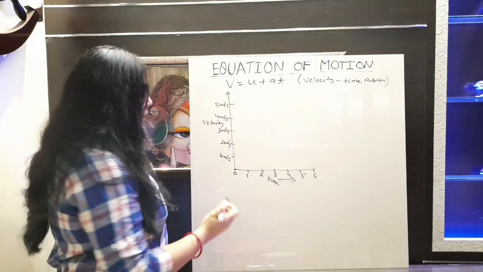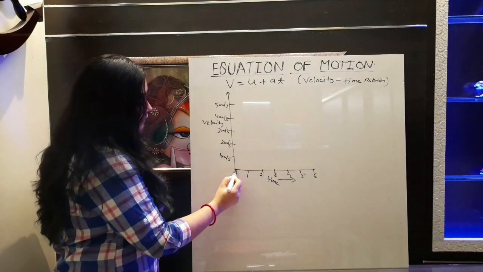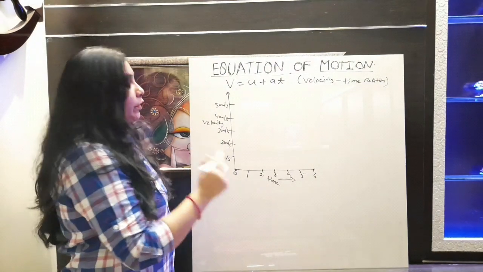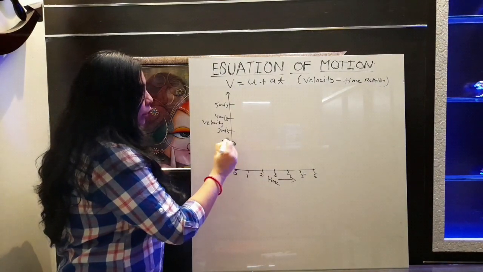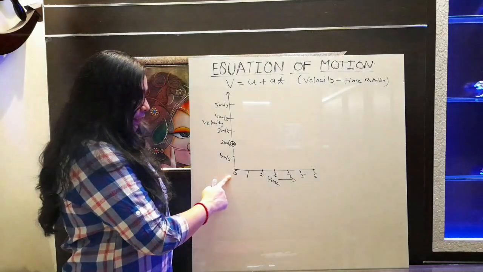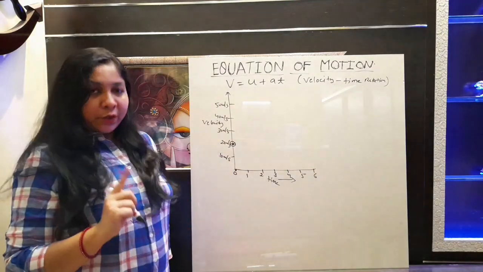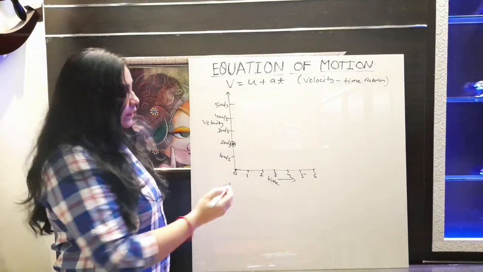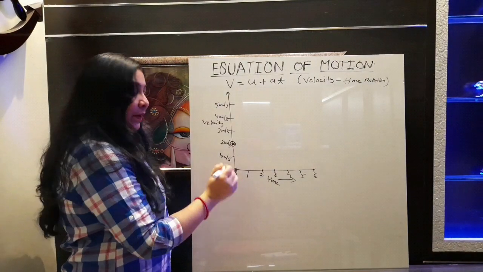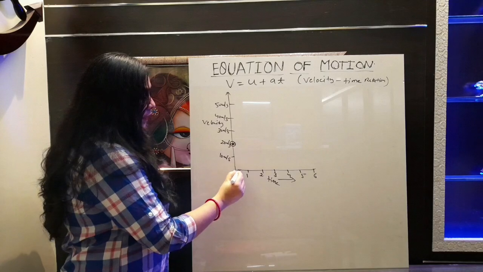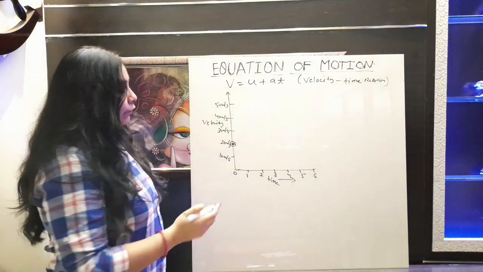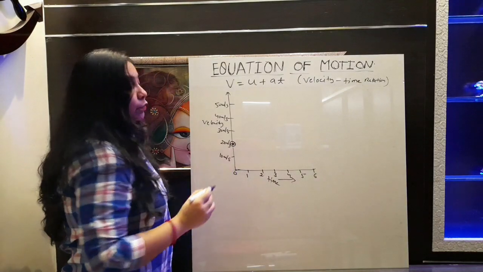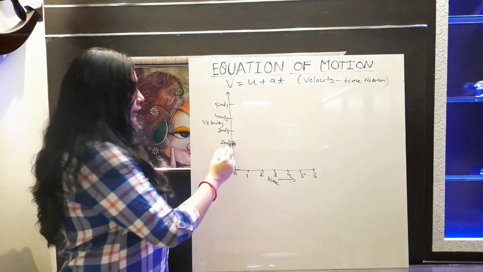So how can you plot that? See here, at 0 second, the body was moving with a speed of 20 meter per second, so we need to plot it here, right? If the body was moving with 0 meter per second at 0 second, then we would need to plot it here. But right now, the body is already moving with some speed when you started your observation. So at 0 second, the body was moving with 20 meter per second. So I plotted that here.